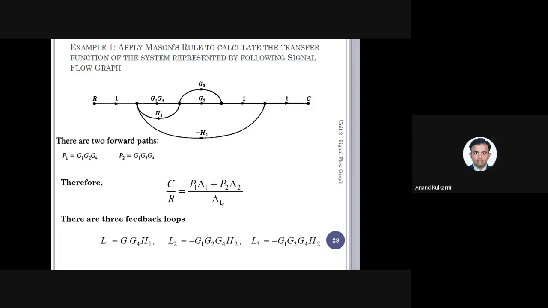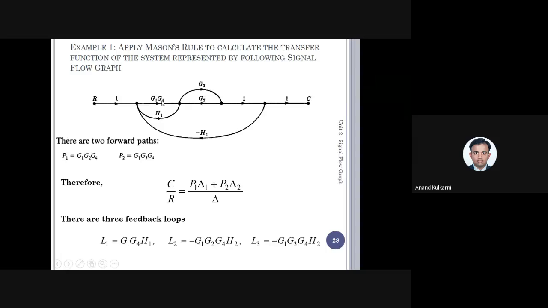Then once this is done, identify the number of loops which are there. If you just observe here, this is one loop, that is 2 to 3, 3 to 4. This is one drawing, so you have to draw this. So this is one loop. Then another loop is minus G1, G2, G4, H2.